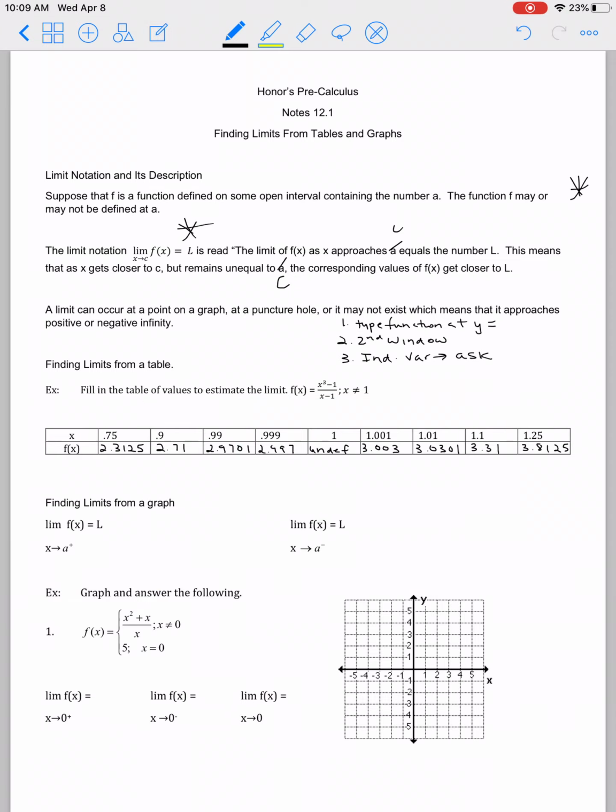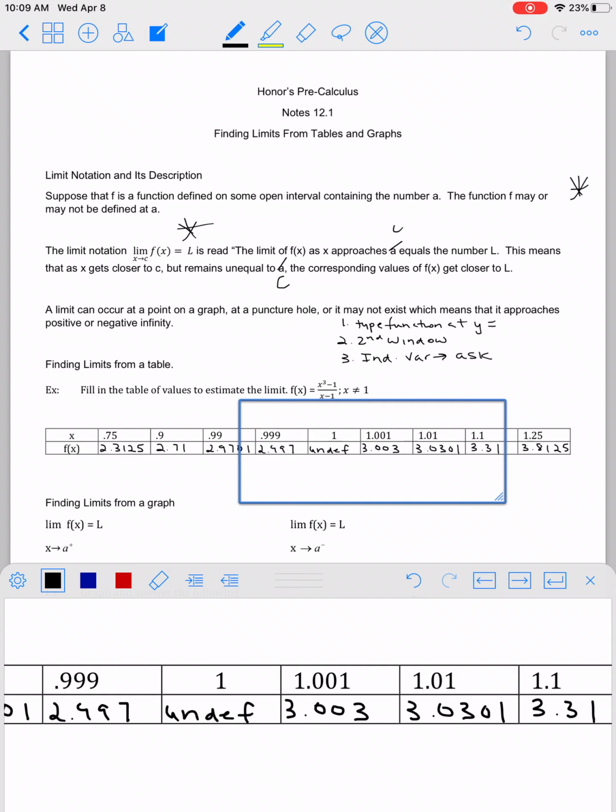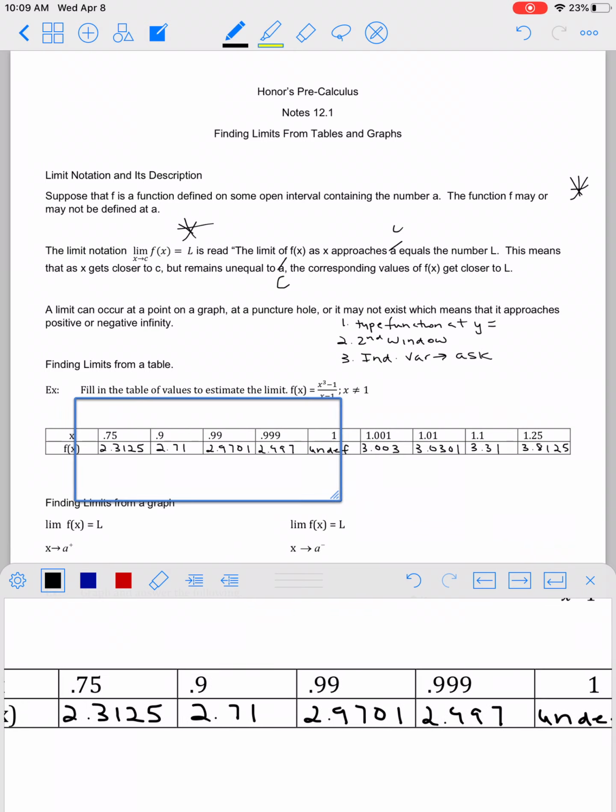Now, if you typed in 1, it would say error, which means that's undefined. And if we look a little deeper at our function and we factored out that cubic, we would have a puncture hole there. So we're looking at the limit at a puncture hole.